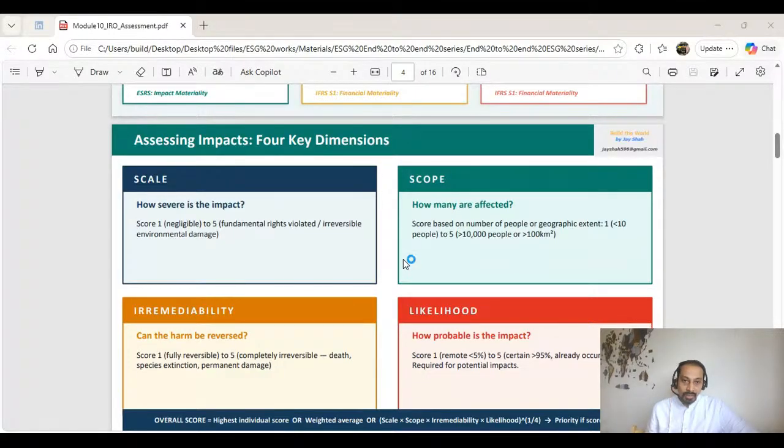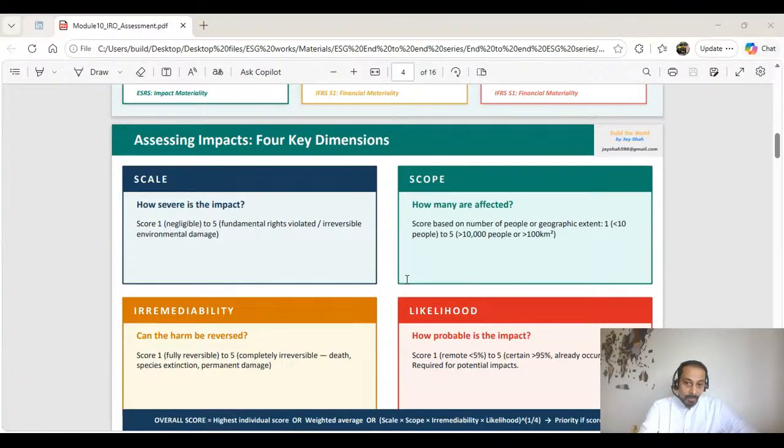Dimension 3 is irremediable character. This is the dimension that distinguishes ESRS from most traditional risk frameworks, and it's one of the really powerful ones. A score of 5 means that the impact is completely irreversible. That can be death, permanent disability, species extinction, etc. There are no remedies for a score of 5. Once it has happened, it's done, it's gone.